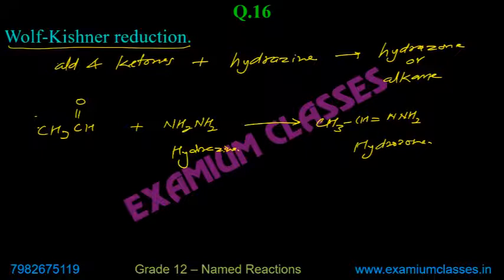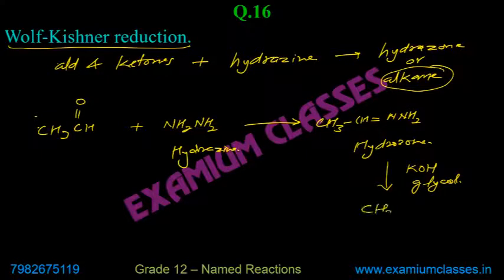Now, if you get it reacted, how to get alkane? It is important for both, whether you are getting hydrazone or alkane, what you need to use, and that makes the complete Wolff-Kishner reaction. If you want to get alkane, then from here you will get it reacted with KOH and glycol, and you will get alkane. In this case, because you have two carbons, you will get ethane.